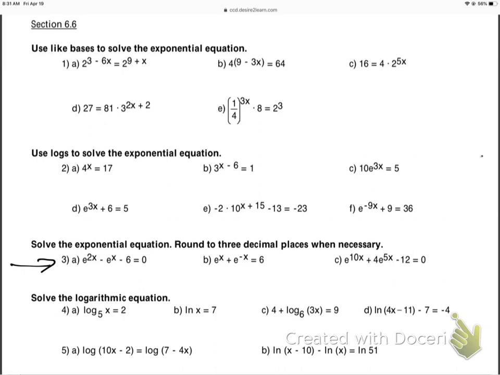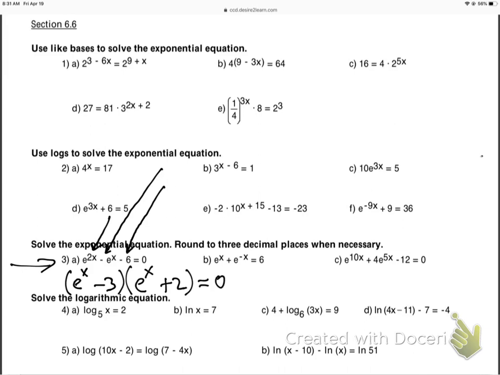Now, this one, I can kind of see like this. If I go e to the x, okay? So my first, if I FOIL it, e to the x times e to the x, because you add exponents, is e to the 2x. All right? So this is like a quadratic. In other words, I'm just thinking what's two numbers that make -6 when you multiply, that make -1 when you add. And that is -3 and +2. Okay? Now, so I'm going to get e to the x equals +3 and e to the x equals -2.